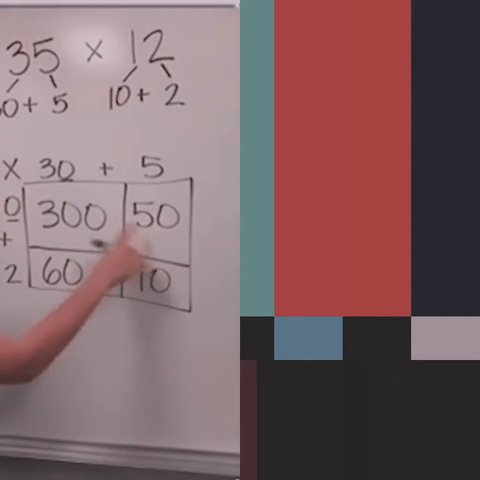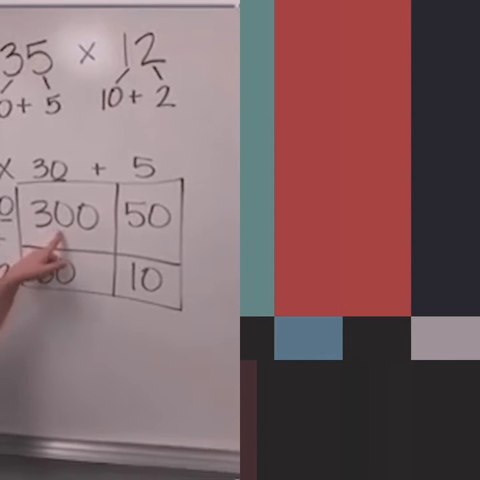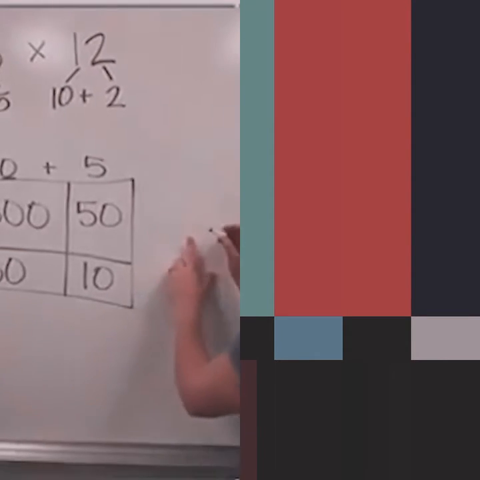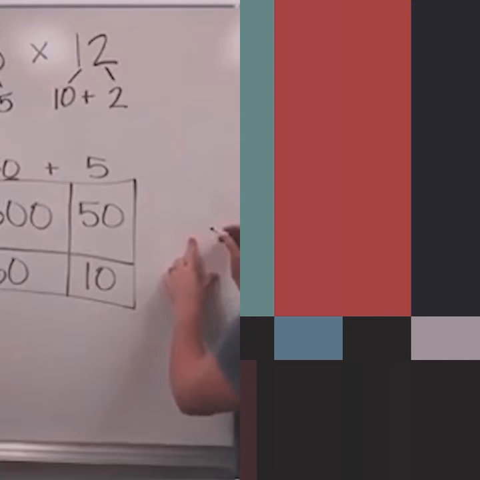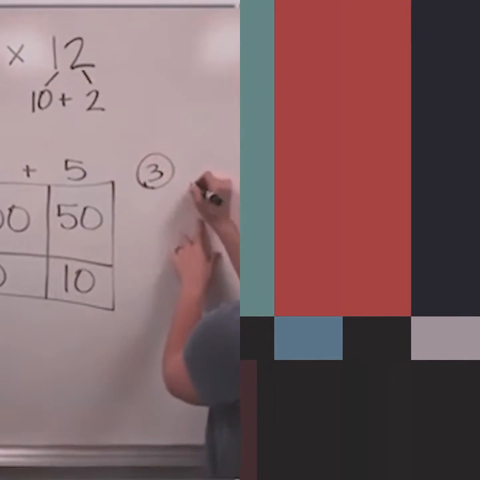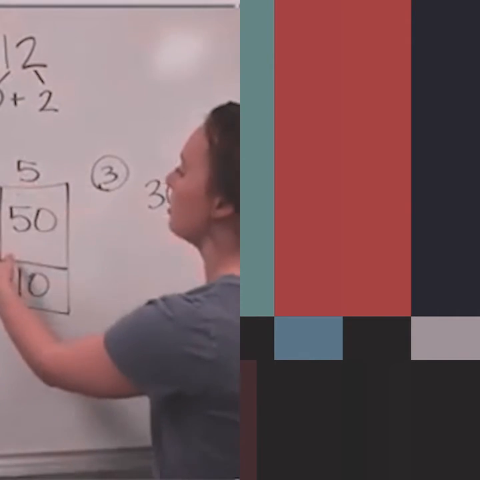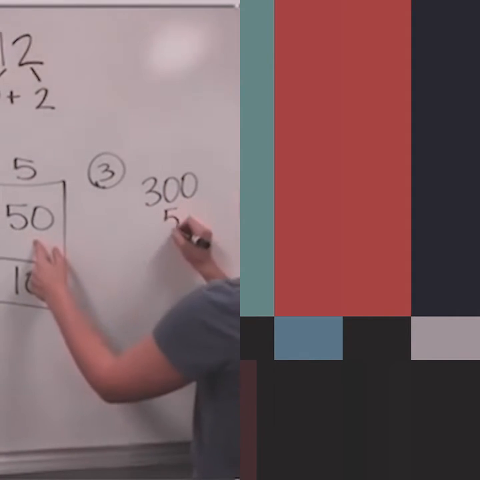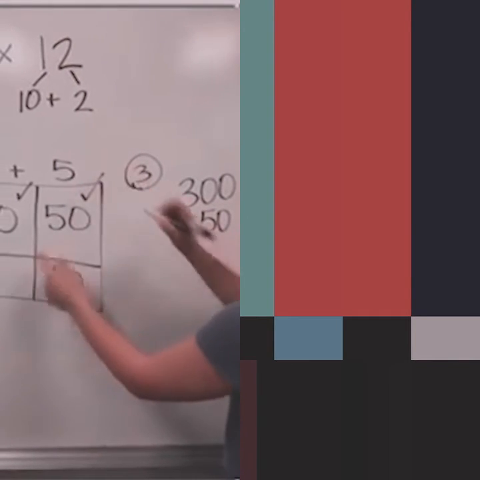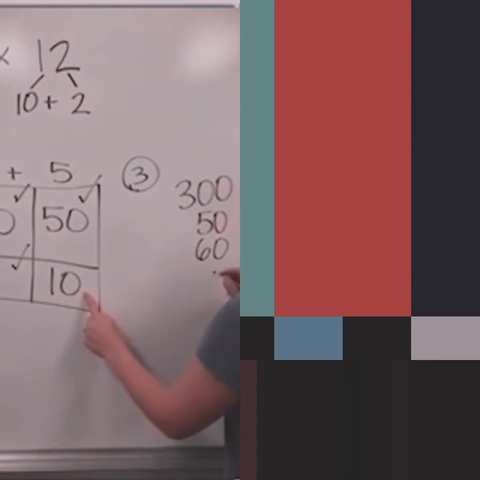I filled up all my numbers on the inside. Now all I have to do is add them up. So over here I'm going to add. Over here I'm going to add. 300, and I like to check them off as I go. 50, 60, and 10.